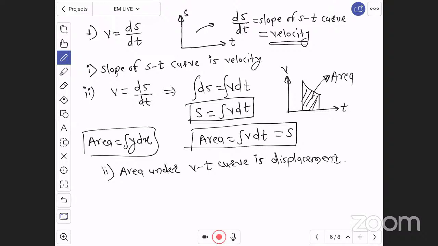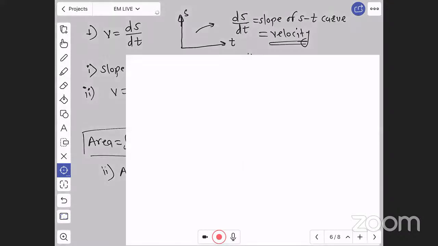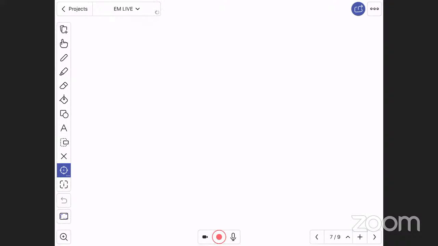Okay, first statement is slope of displacement time curve is velocity. Second statement is area under velocity time curve is displacement. Now third statement, what was acceleration?